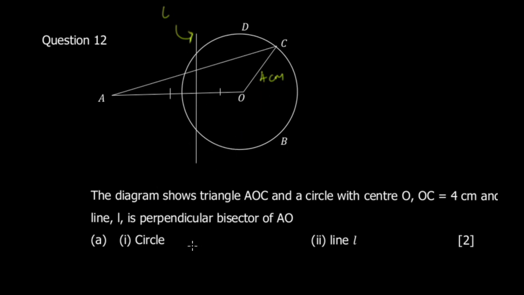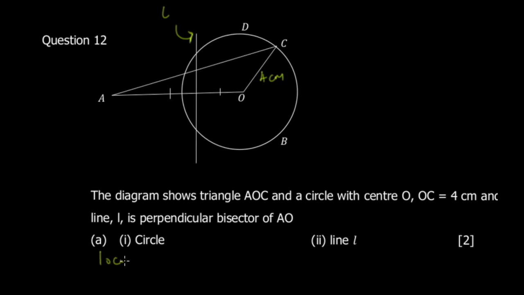So now you're asked to describe the locus that the circle represents and describe the locus that the line L represents. So the perpendicular bisector, what locus does it represent? For the circle, always the points at the circle are a certain distance from the center. That's how you describe it. So you say the distance should be the radius.